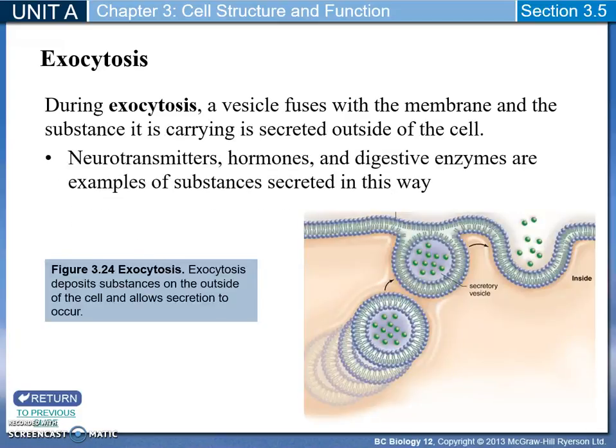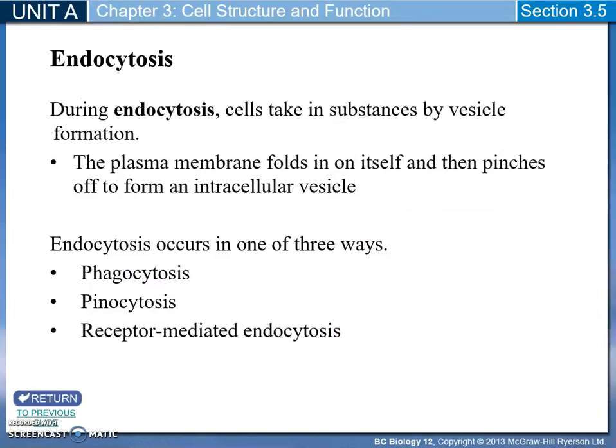So exocytosis then, what happens is a vesicle fuses with the membrane, and the substance it is carrying is secreted outside of the cell. Things such as neurotransmitters, hormones, and digestive enzymes are examples of substances that are secreted in this way. So you can see the vesicle basically combines with the membrane of the cell, and then the contents are deposited outside of the cell.